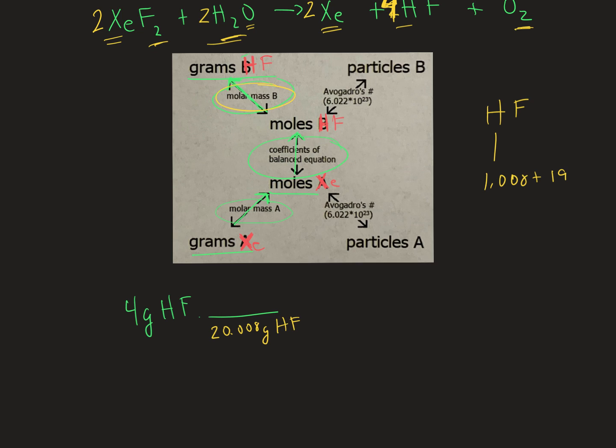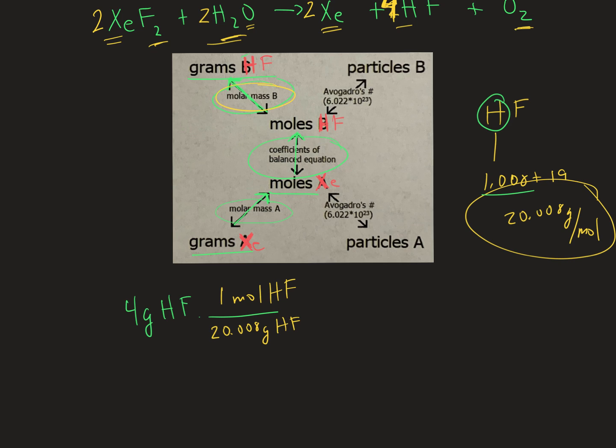Okay? And what goes on top? Molar mass is 20.008 grams per mole. This is a conversion factor. Per 1 mole of HF. Does everybody understand that? Please say something if you don't. Where did that come from again? That 20.008? Because we added the atomic mass of hydrogen, which is 1.008, and we added the atomic mass of fluorine, which was 19. Added those together, and we get 20.008. Make sense? Yeah. Okay, thanks for asking.